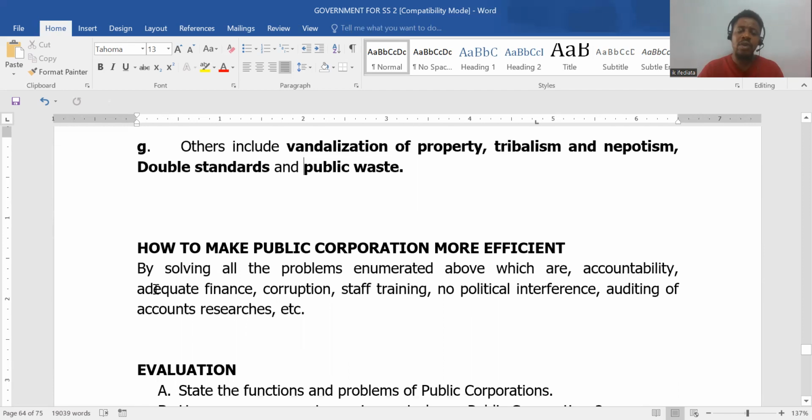You see what it says here? By solving all these problems enumerated above, which are accountability, adequate finance, cooperation, staff training, and the likes, this is how we can ensure public corporations work efficiently, right?